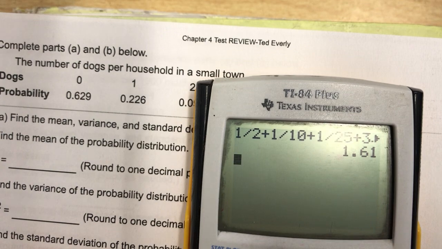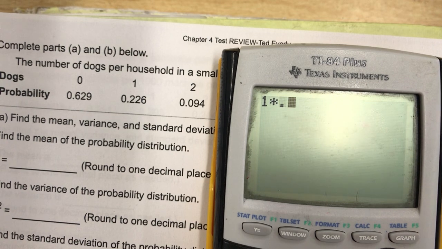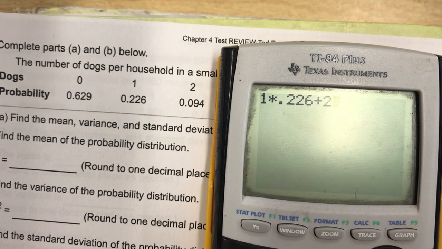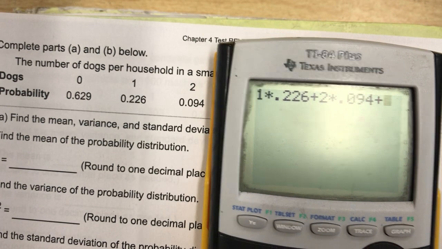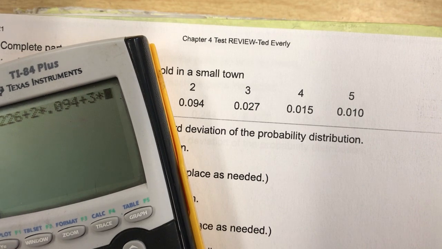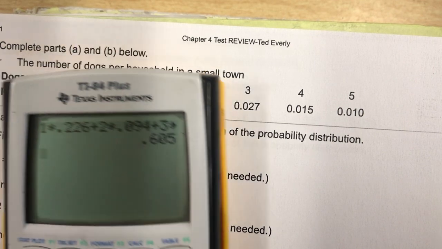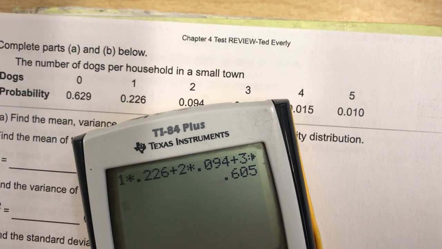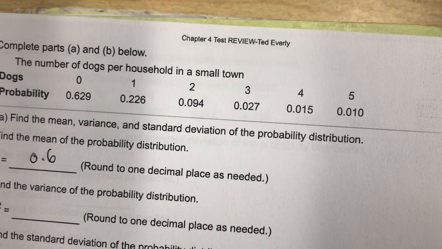All right, so 0 times that is going to be 0, so I'm not even going to punch that one in. 1 times 0.226 plus 2 times 0.094 plus 3 times 0.027 plus 4 times 0.015 plus 5 times 0.010. And I get 0.605, which it says round to 1 decimal place, so 0.6 is what I'm getting. And that's the answer down here, so we're good.